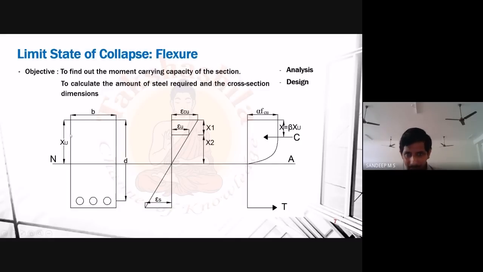Let us assume that this is a balanced section. In this balanced section, if I am calculating the depth of neutral axis from the top fiber, I can mark this as XU, X suffix U, and this is called the neutral axis depth. So this is the case of a balanced section. Suppose we have an under reinforced section. What will happen? The percentage of steel will be less than that of a balanced section.